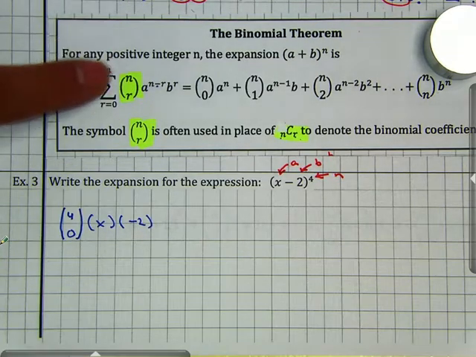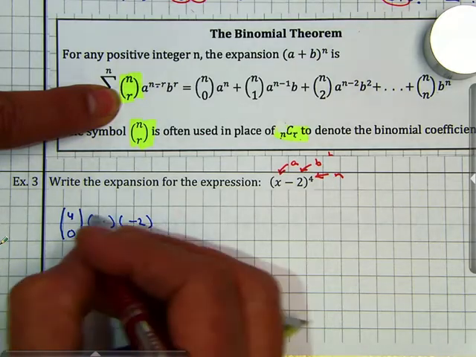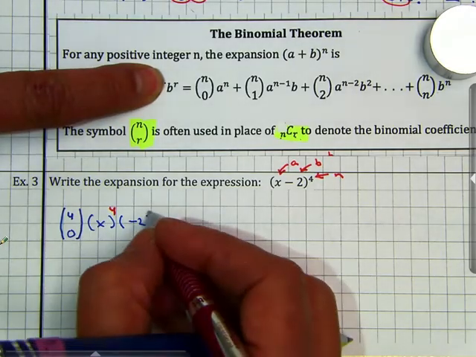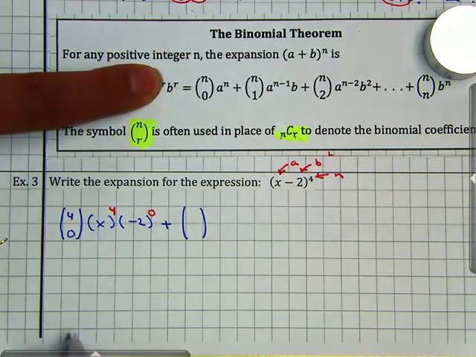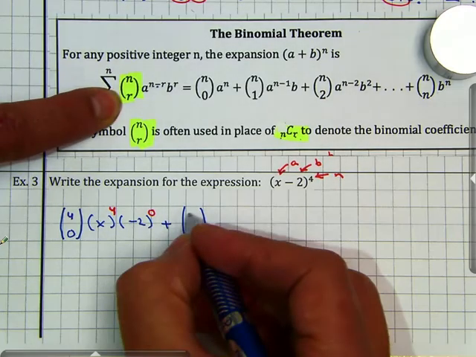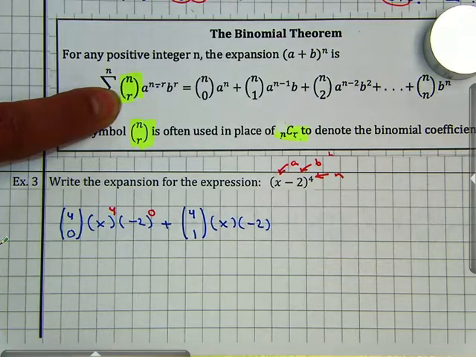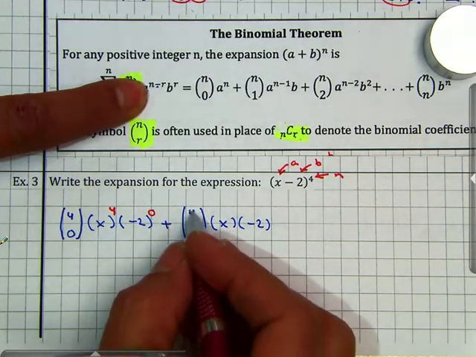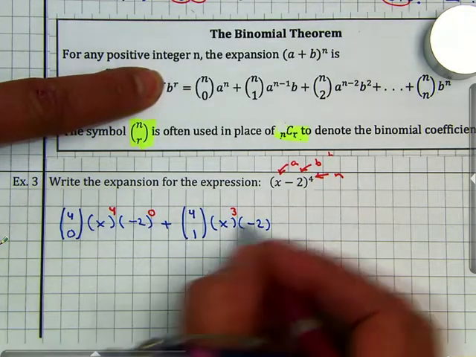Now the exponent for the a says n minus r. So it'll be 4 minus 0, which is 4. The exponent for the b will be r, which is 0. Plus. Now my r is 1. So it'll be 4 choose 1. I'm going to repeat my x, my a, and my b, my negative 2. The exponent is going to be n minus r, but now r is 1, so it'll be 4 minus 1 is 3. And b will be to the r power, which is 1.